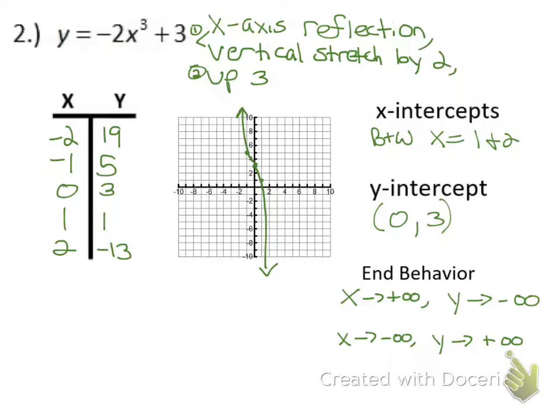So these two examples were both in what I like to call transformed form. We can see the transformations. Examples 3 and 4, we're going to need a different strategy. So let's see what these are going to look like.